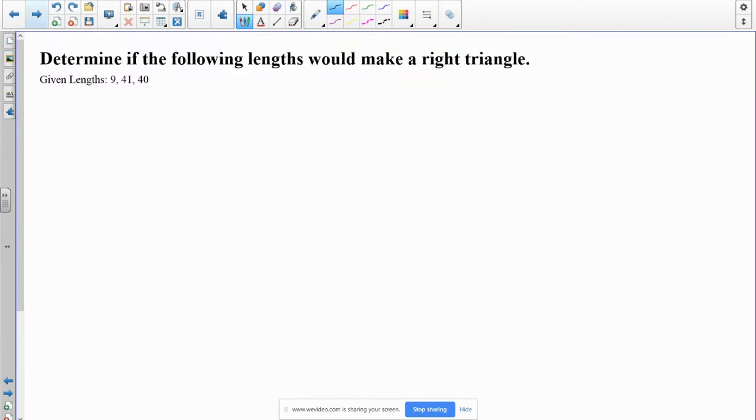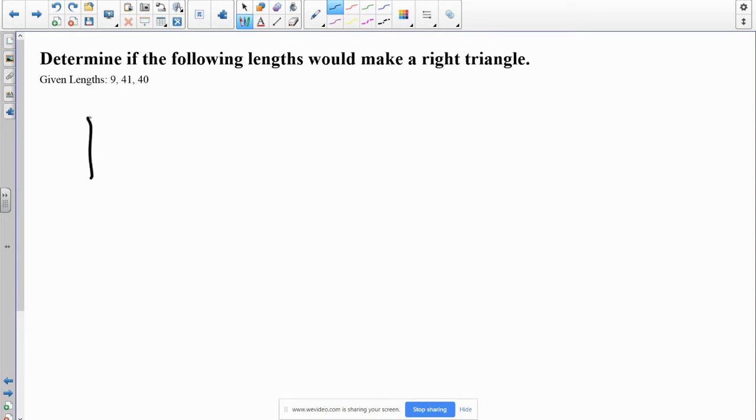So the whole idea of this learning target is, if you look at the lengths that are given, could they make right triangles? So you're going to apply the Pythagorean theorem, because that's what the learning target says. If it works in the Pythagorean theorem, then you have a right triangle. So if we look at our given lengths, we have 9, 41, and 40. So remembering from our vocab, 9 and 40 are the shortest lengths.